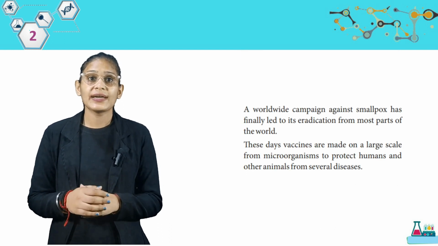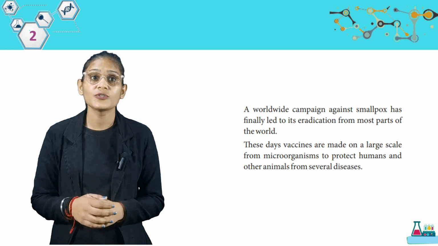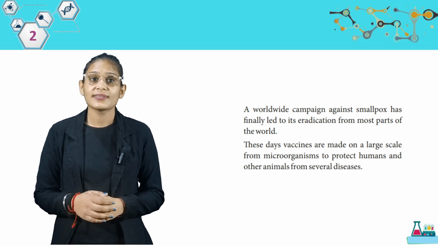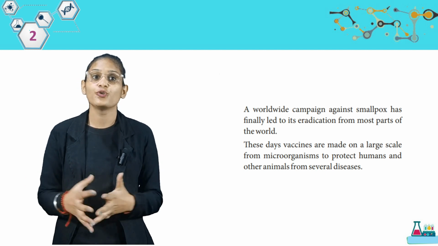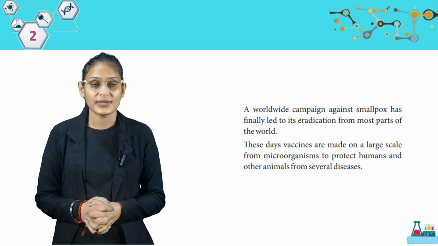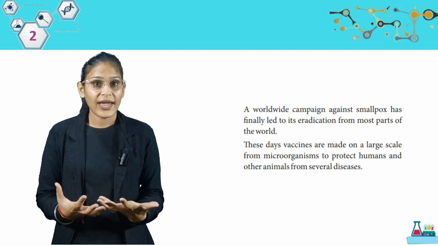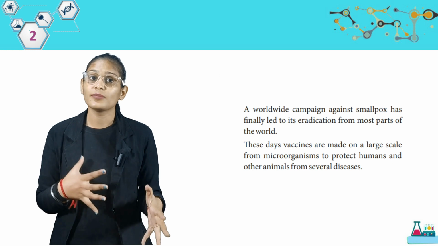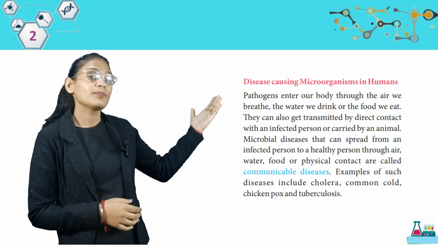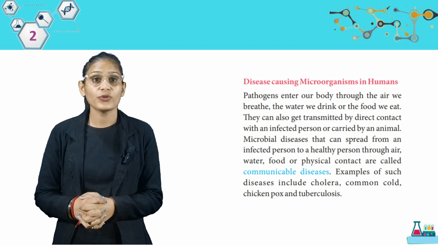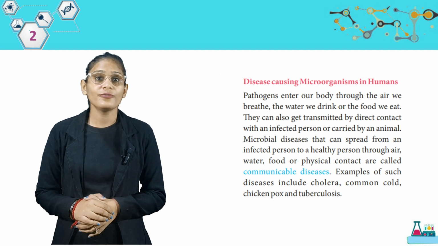A worldwide campaign against smallpox has finally led to its eradication from most parts of the world. These days, vaccines are made on a large scale from microorganisms to protect humans and other animals from several diseases. So student, आज के टाइम में जो वैक्सीन्स बनती हैं वो माइक्रो ऑर्गेनिज्म से बनाई जाती हैं ताकि एनिमल्स और ह्यूमन्स को प्रोटेक्ट किया जा सके बहुत सारे डिजीज कॉजिंग माइक्रो ऑर्गेनिज्म्स से. Pathogens enter our body through the air we breathe, the water we drink and the food we eat.